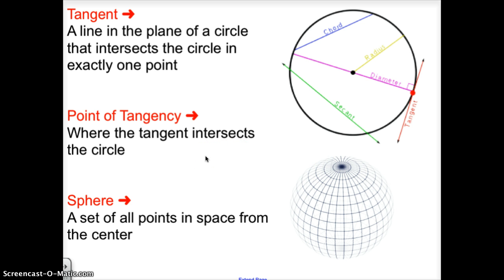Tangents. Tangents are lines that intersect the circle at just one point. That point is called a point of tangency. Spheres are sets of points in space, so it's no longer a two-dimensional figure on one plane, but on many planes, where a sphere has multiple circles, and is the set of all points in space at a given distance from the point in the center.